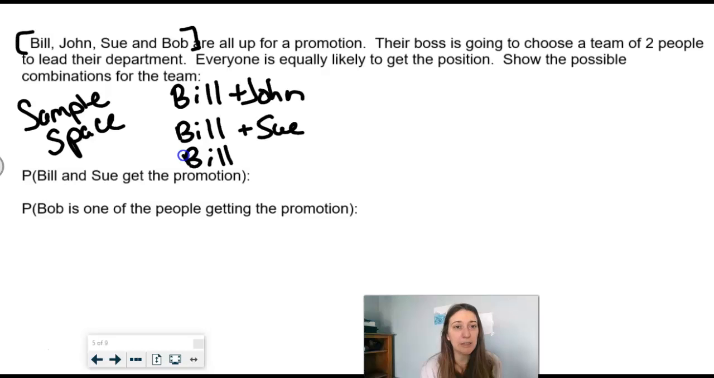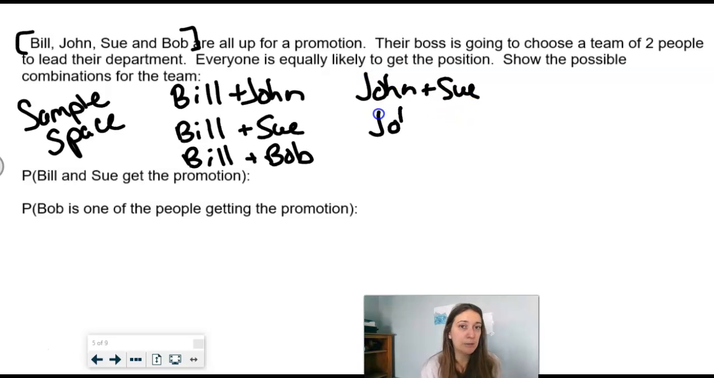And it could be Bill and Bob. Now, that's all the combinations that include Bill. So get out of there, Bill. Because I don't want to say John and Bill, because that's the same team as Bill and John. So now I could have John and Sue. Oops. And then John and Bob.